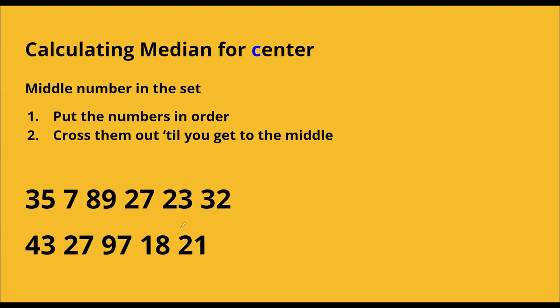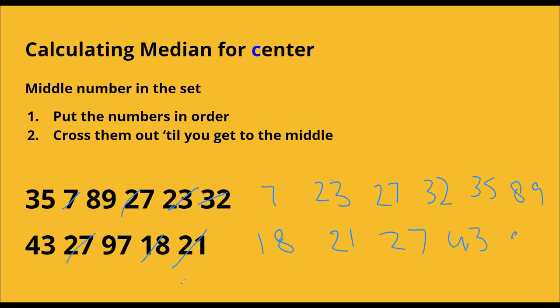So let's do the median for both of these. So let's do 7, 23, 27, 32. We can kind of cross them out as we go so we know which ones we've already said. 35, 89. And then we'll put this one in order. 18, 21, 27, 43, 97. Okay, so let's just start out with this bottom one. We cross them out until we get to the middle. The median is 27. All right, let's do it.